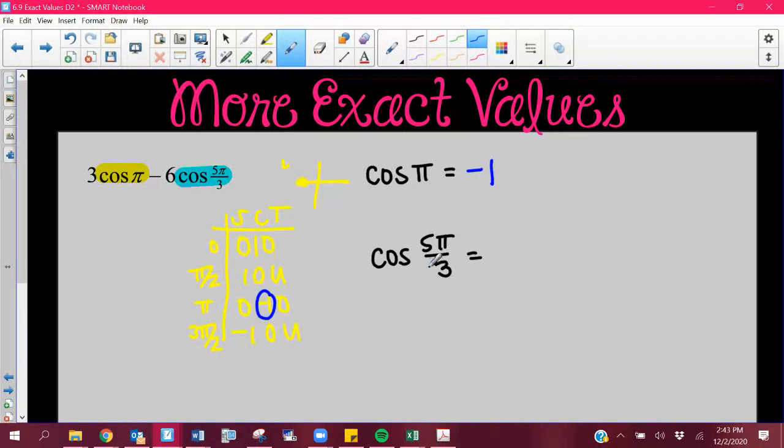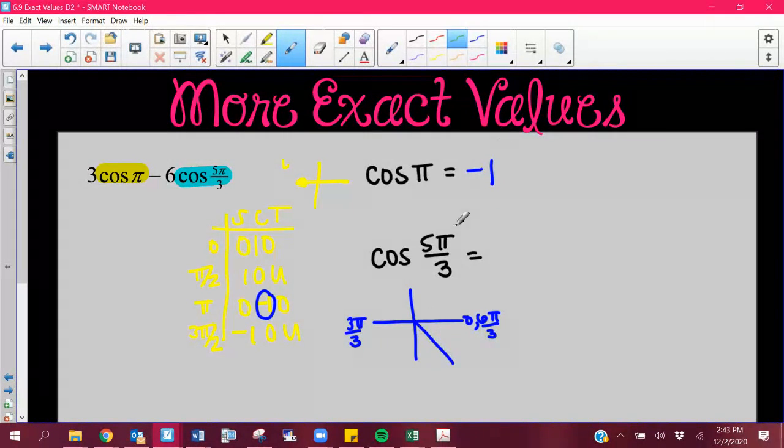Then I'm going to do the second part where it says cosine of 5 pi over 3. Again, we're going to follow our steps that we were using before. We're going to draw our angle first. This would be 0. This would be 3 pi over 3. Then 6 pi over 3, so on and so forth. So 5 pi over 3 would be in quadrant 4.